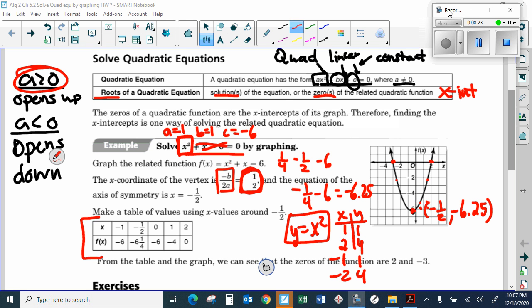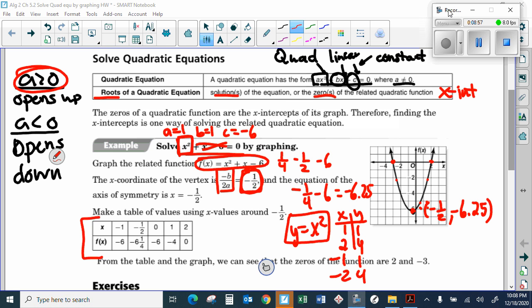Now if I go right 3, for example, and up 9, and left 3, up 9, it would make the graph go through the negative 3 and the positive 2, but it's not going to land right on it. So the other way is to factor that.